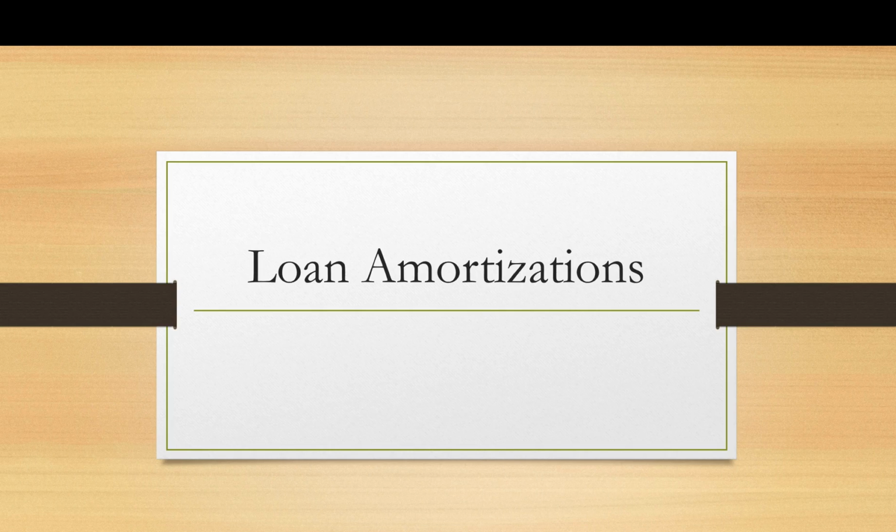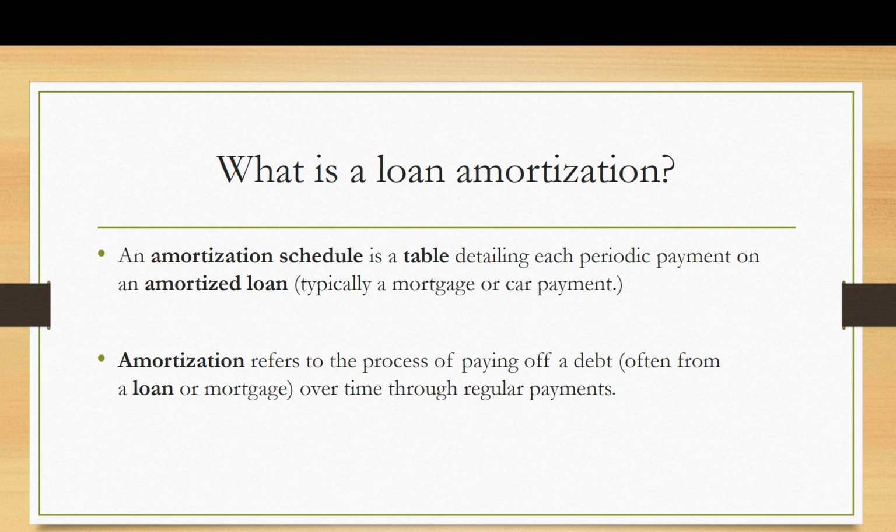The purpose of this video is to demonstrate how to develop an amortization schedule for a loan. An amortization schedule is a table detailing each periodic payment on an amortized loan, typically a mortgage or car payment. Amortization refers to the process of paying off a debt, often from a loan or mortgage, over time through regular payments.